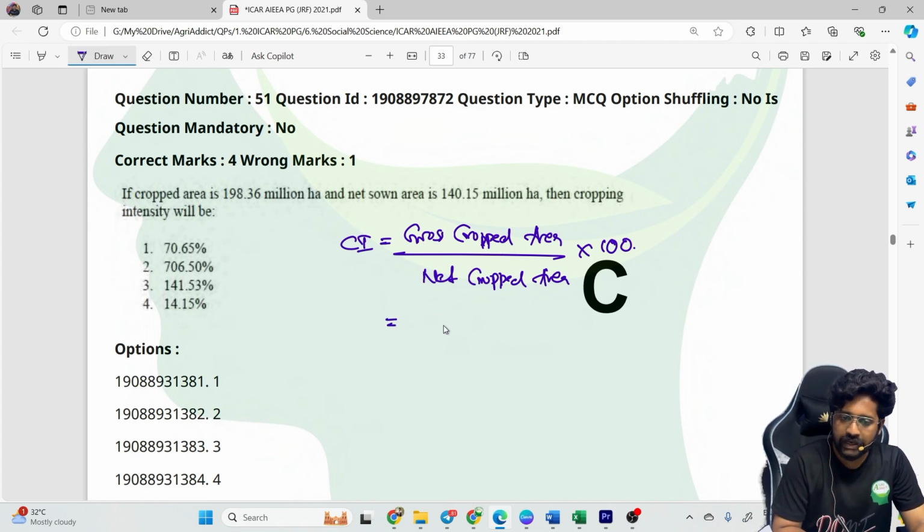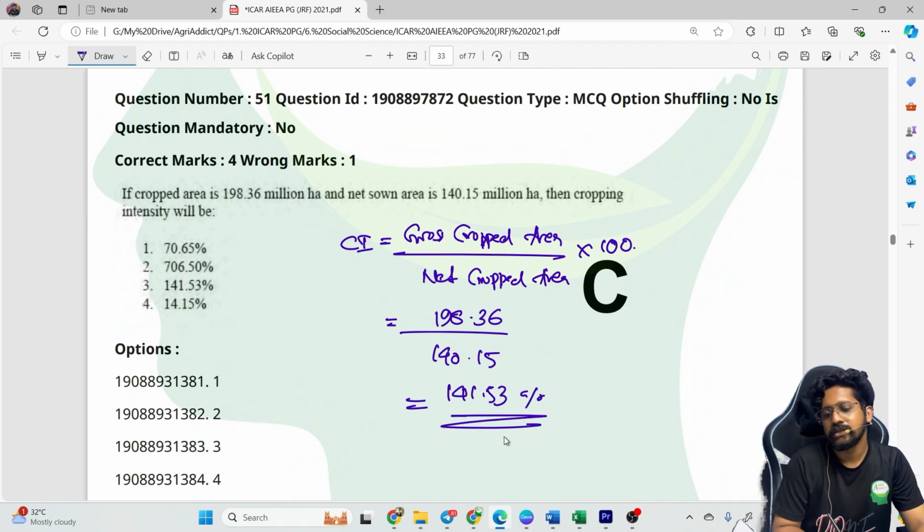The gross cropped area is 198.36 million divided by the net cropped area, 140.15 million, and after doing the calculation the answer would be 141.53%. It's a direct question, it's a matter of calculation, and into 100 also will be there. So therefore the answer will be 141.53.